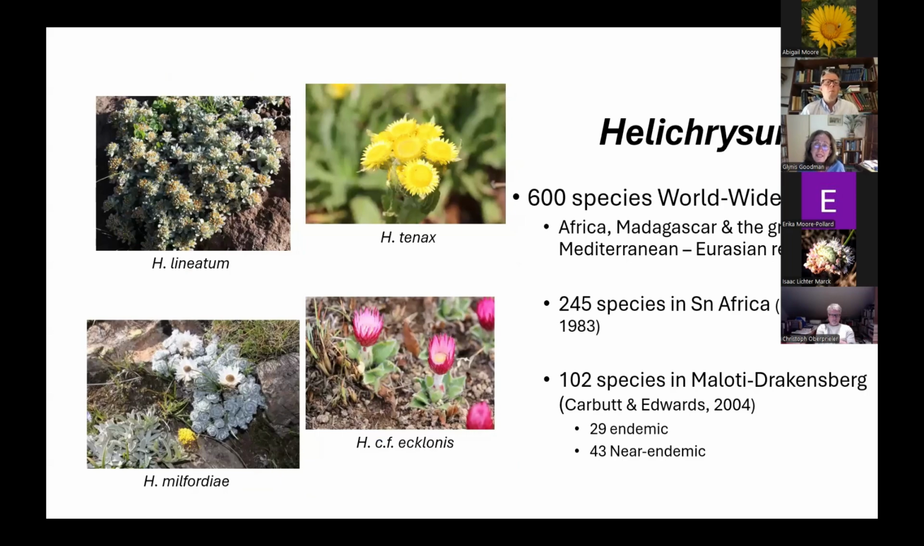So as I said, we decided to use Helichrysum as the largest genus in the Maloti-Drakensberg. There are about 102 species, many of them endemic or near endemic. And these are just some of them. These three, lineatum, Milfordia, and we think this is Eclonus. They're not so easy to identify sometimes. These three are alpine members, and Helichrysum tenax is more of a shrubby plant which grows in the lower parts of the Drakensberg. And it's got a very sticky leaf, so it's an easy one to identify.